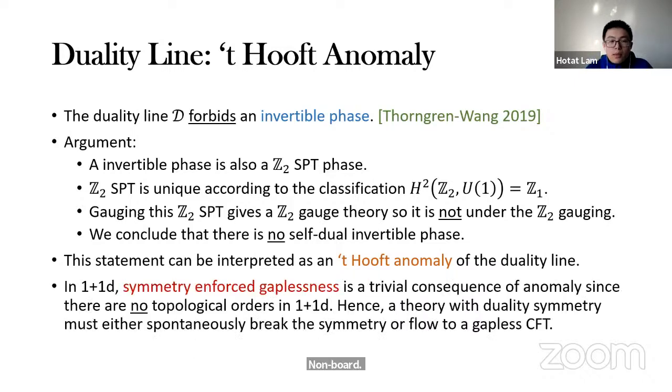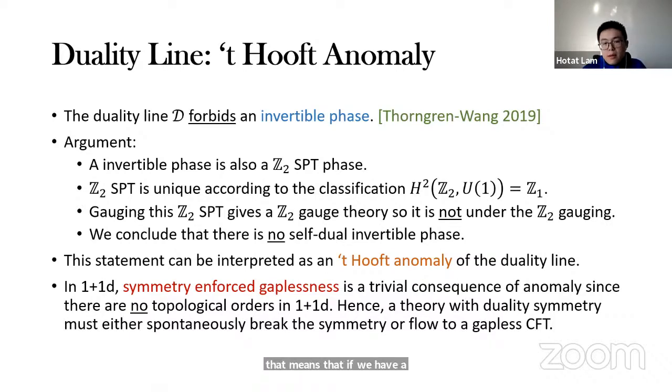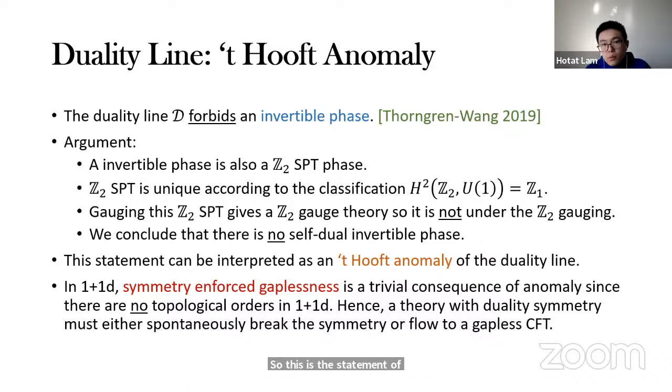Okay, so let me make another comment, which is related to questions that were asked before. In 1+1D, it turns out that the statement of symmetry enforced gaplessness is somewhat trivial, simply because there are no topological orders in 1+1 dimensions. So that means that if we have a topology, then immediately we have symmetry enforced gaplessness in 1+1D. And so in particular, in this case of duality symmetries, we can argue that a theory with duality symmetries must either spontaneously break the symmetry or flow to a gapless CFT. So this is the statement of symmetry enforced gaplessness. And it's also similar to the statements of LSM in 1+1.